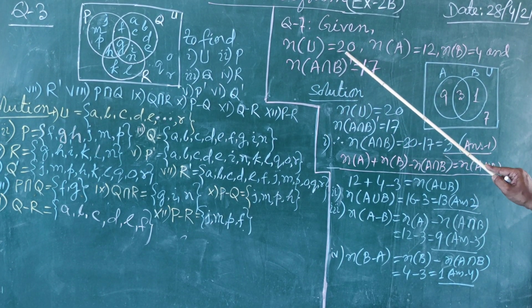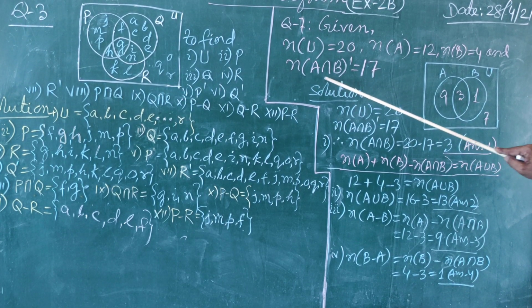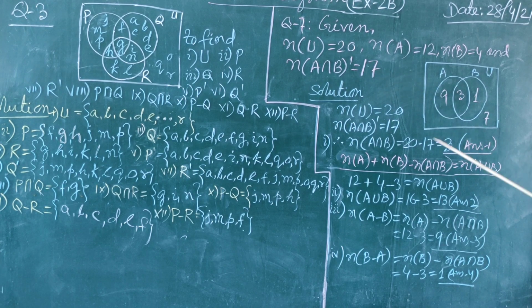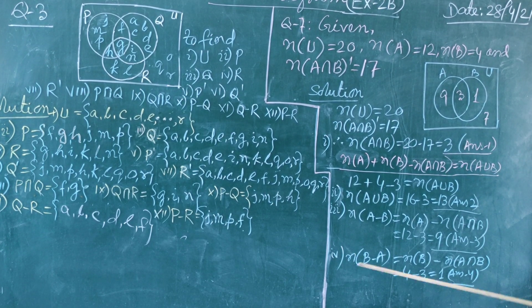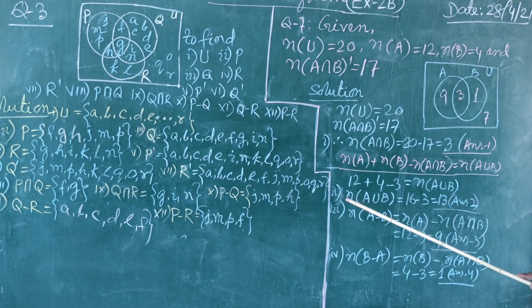The complement is given to you and the total is given to you. Definitely, this set's cardinal number will be 20 minus 17. That is what you have. Now you have to take out the second question asked to you. You have to find out n(A union B).